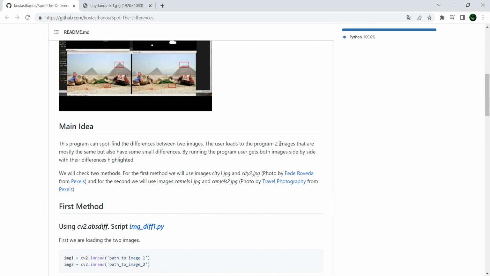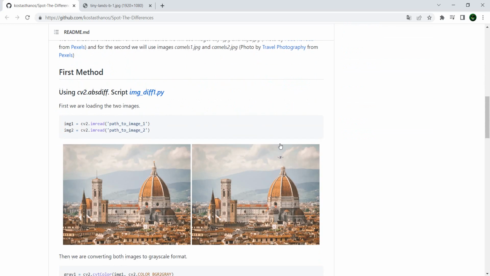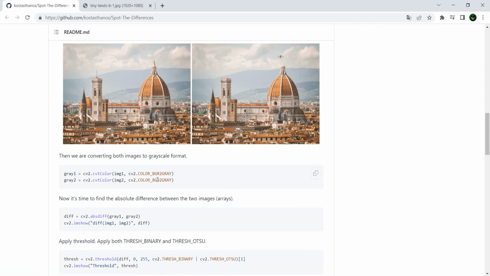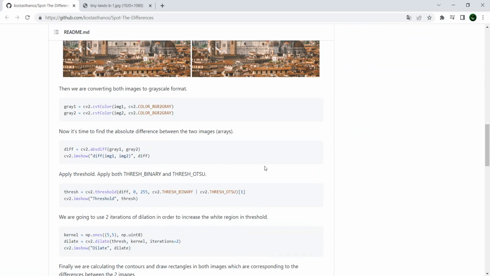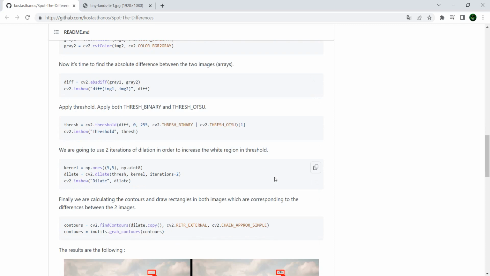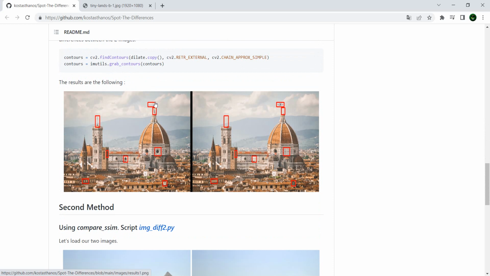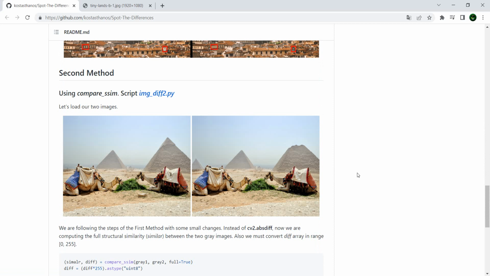And in the repo, he describes the whole idea, ranging from first loading up the images, then converting both images into grayscale, then finding the differences between the images, then calculating and adjusting some thresholds for the actual differences, and then showing the differences in the images with the help of a rectangle. He provides not one, but 2 solutions.